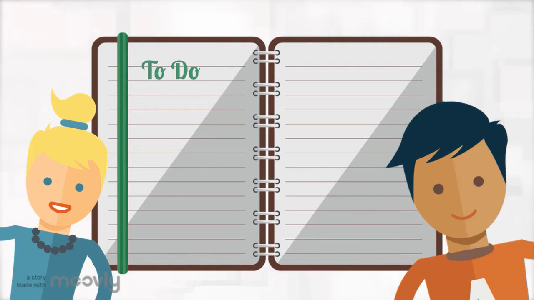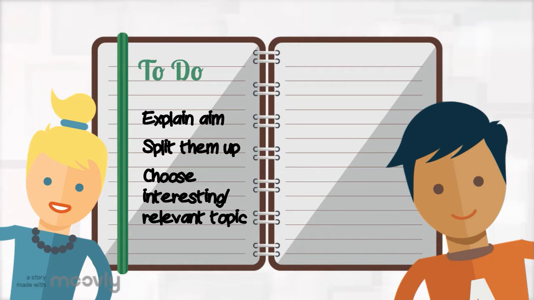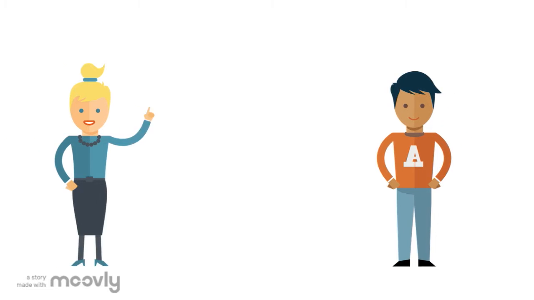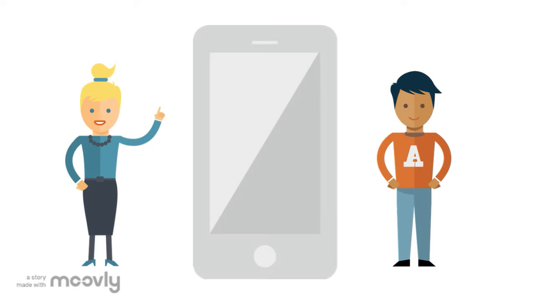Now, be sure to explain the final aim of the group work before you split them up. The topic should be interesting or relevant. And don't forget, set a clear time limit for smaller projects. You can divide students into their groups or use specific applications on your phone to help you.